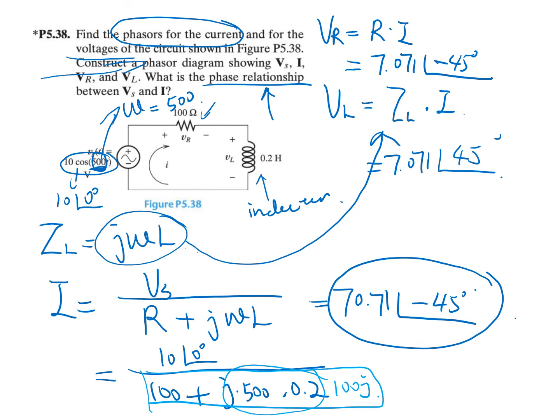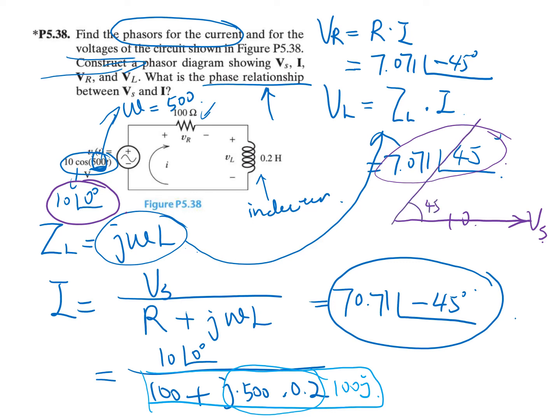First, let's draw Vs. Vs is 10 at an angle of 0 degrees, so that is parallel with the horizontal axis, and the length is 10. This is Vs. Now let's draw VL. VL has a 45 degree angle with the horizontal axis, so let's first draw 45 degrees, and the length is 7.071. So this is VL.